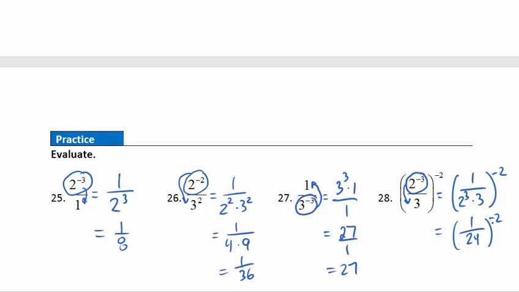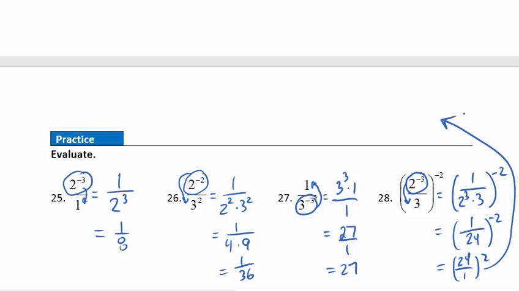Okay, now let's get rid of this negative exponent out here. And to do that, we're going to take the reciprocal of this fraction. So it's going to look like this now. 24 over 1. And now it's to the positive second power. So now all we got to do is square this, and that means we're going to take 24 times 24 and then 1 times 1. So again, I'm running out of room here. We'll come up here to finish.